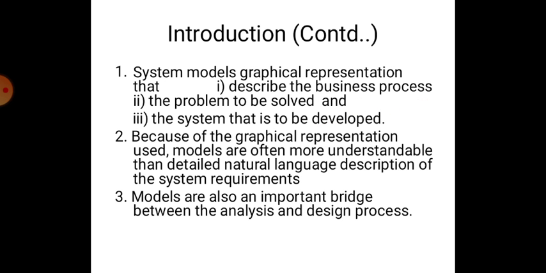Next, point number 1, system models are graphical representations that describe, first, the business process, second, the problem to be solved, and third, the system that is being developed. So students, a system model is a graphical representation. Why graphical representation? Because human beings can understand graphical representation very quickly. So this representation describes the business process: how the business is going on, what the input to the business is, what the output is, how it is processed, all these aspects.